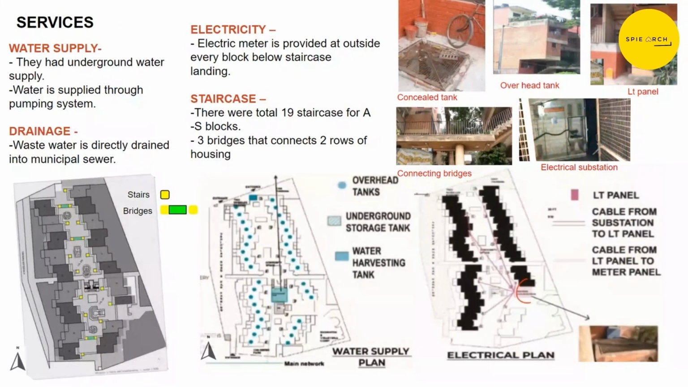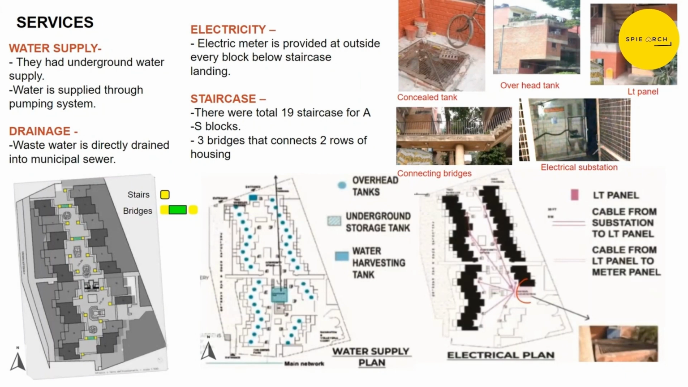The basic services that can be given to any residential unit, like water supply, electricity, drainage system, and staircases, are all provided in Tara Housing Society. All the services are concealed or placed overhead, like overhead tanks, which cannot be seen from a human eye level. Water supply is from the municipal corporation, stored in the central concealed tank, and water is pumped to each unit with the help of a pumping system and is stored in overhead tanks which are provided for each residential unit. Electrical substation is in the basement, which provides electricity to the complete complex.